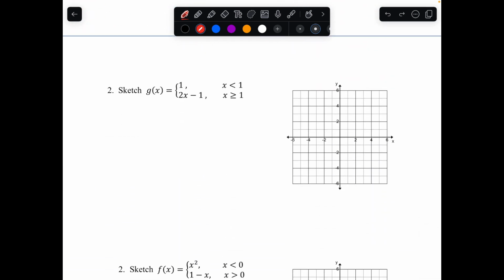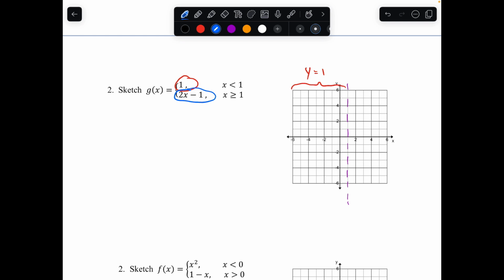Okay, so we have another piecewise function, except this time we're not actually splitting it at 0, we're going to split it at 1. So let's go ahead and draw an imaginary line at 1. This is where our domain kind of changes rules. Now to the left of 1, we have the rule that y is equal to +1. So to the left, we have y equals 1. To the right of it, we have the rule that y is equal to 2x minus 1.